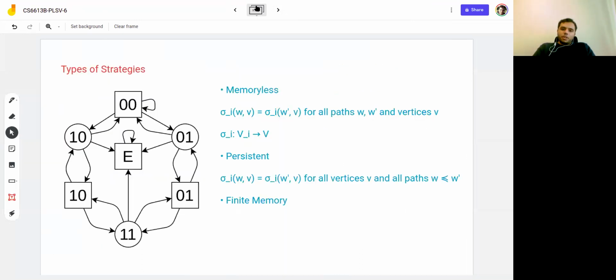Now, in most use cases, we don't really need the most general type of strategy. It is usually the case that we can always find a simpler type of strategy. And we are actually interested only in two types of simple strategies, but I'm going to define the three classical types here.